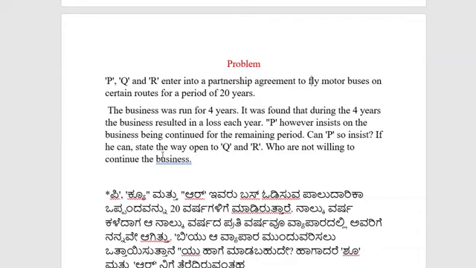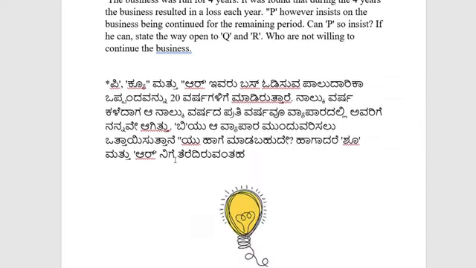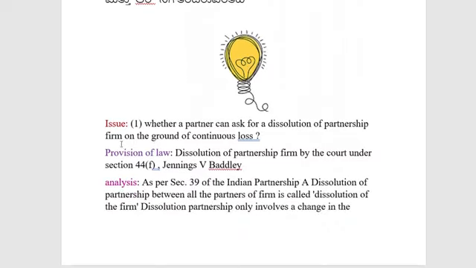But as you know, according to Section 4, the partners come together and make the agreement in order to make a profit; that is the main intention. So this is the question that has been given. So here what do we have to write? We have to write the issue, the provision of law, and the analysis. Then we have to write the conclusion.